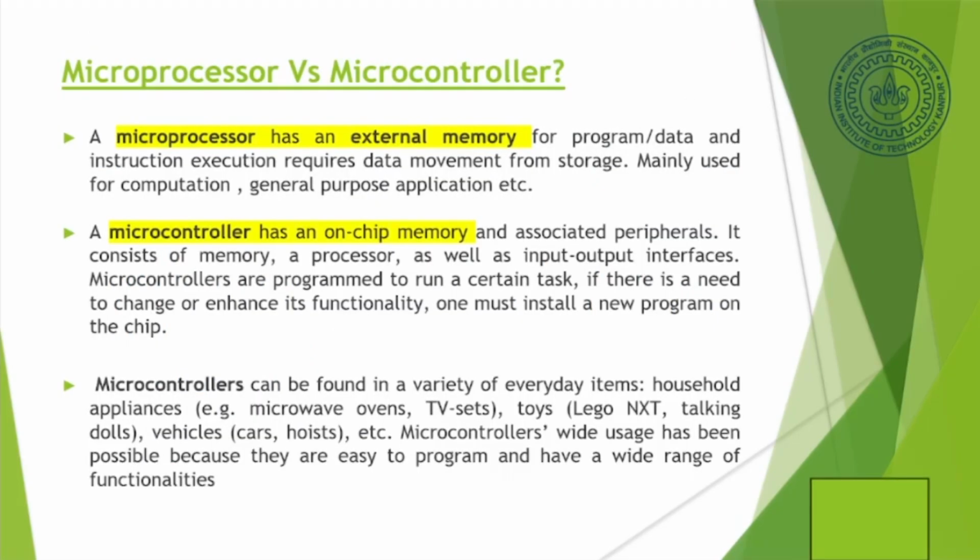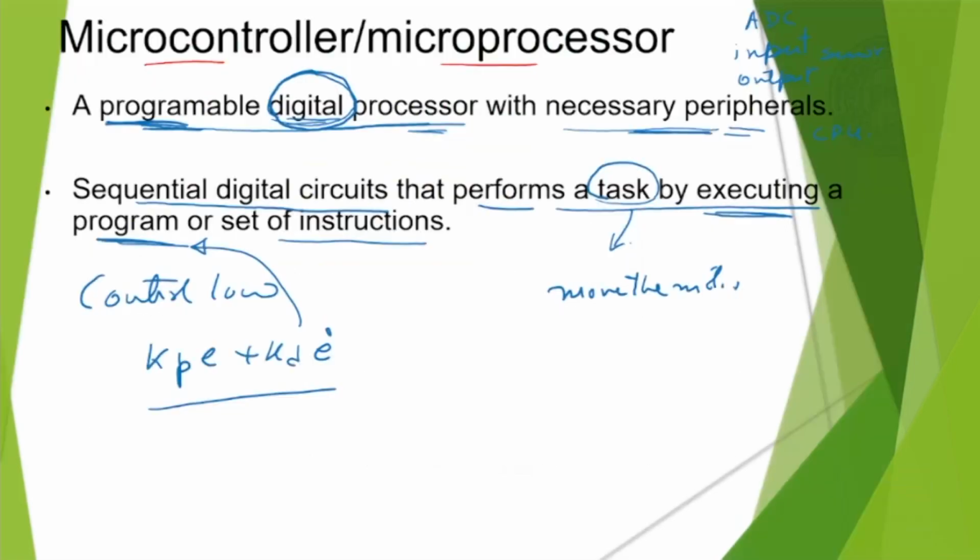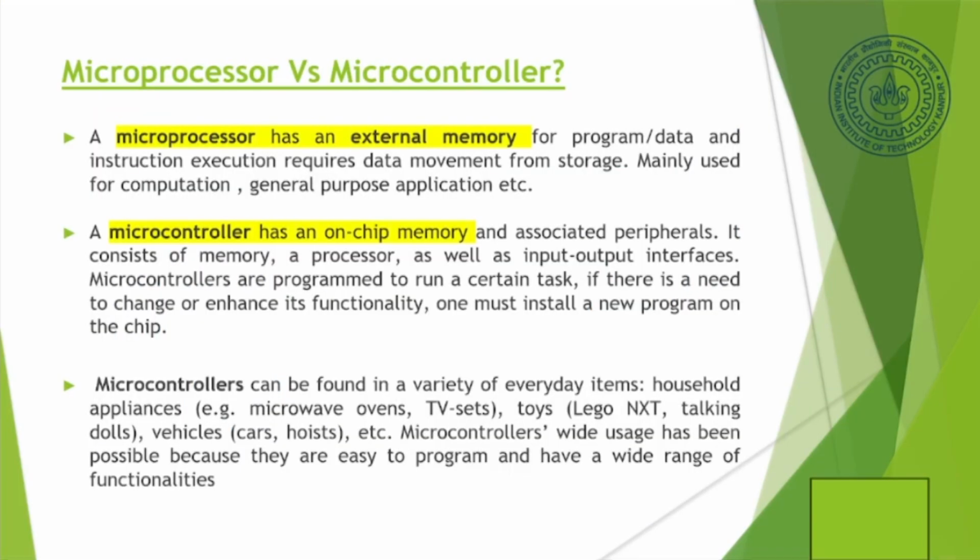Now, what is the difference between these two? In terms of definition, both microcontroller and microprocessor are the same. They are digital devices. They are sequential digital circuits that perform tasks by executing a program. Both of them are the same. There's no difference. So what is the difference between a microcontroller and a microprocessor? A microprocessor is essentially a general purpose device, like your PC or computer or laptop.